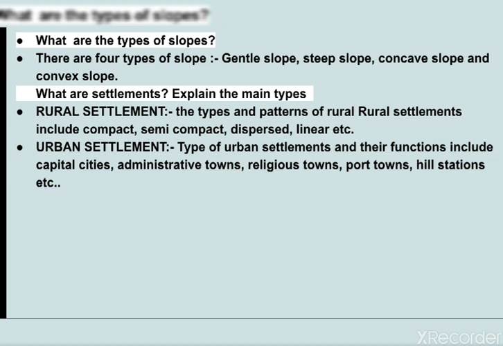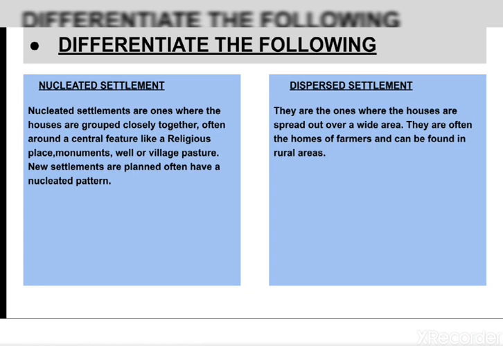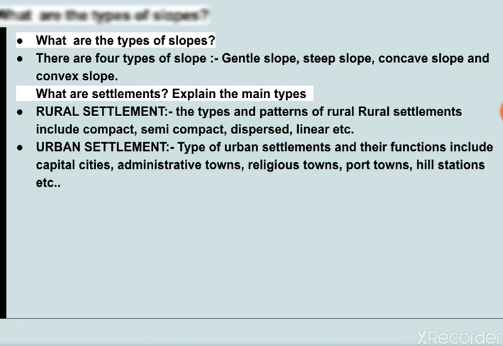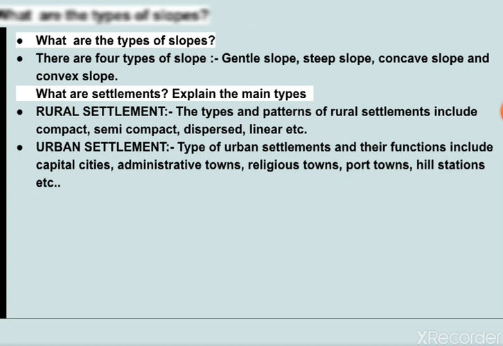So, in the rural settlement you will write the types and the patterns of rural settlements include compact, semi-compact, dispersed and linear, etc. And in the urban settlement you will write the types of urban settlements and their functions include capital cities, administrative towns, religious towns, port towns, hill stations, etc.